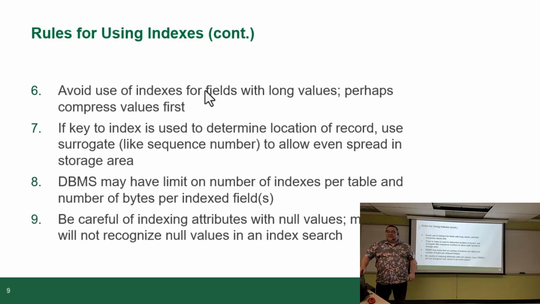So you want to avoid indexes for fields with long values. So you don't index text fields. You don't index varchar 1000s. You're not going to get anything out of it. If the key you need to index is like a foreign key, you probably want to use a surrogate key instead of natural keys, because it'll spread the data more evenly in the index. And numeric indexes are a lot faster than indexes of text.